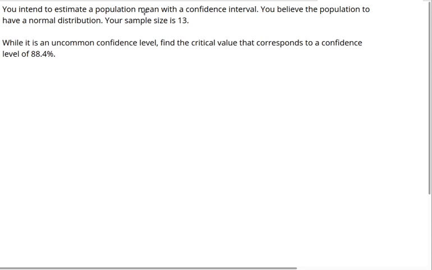Now the fact that we're finding this for a population mean tells me that we're going to use the t-distribution because we don't know anything about the population standard deviation. So I always start with drawing a bell curve, place my confidence level in the center. I'm going to call this 0.884.